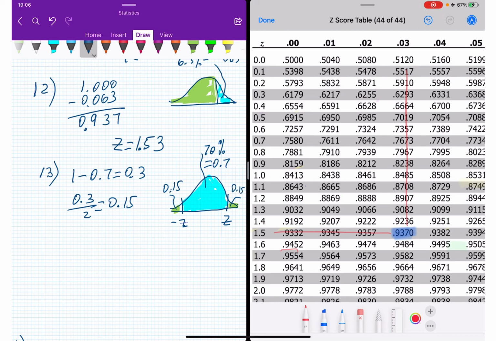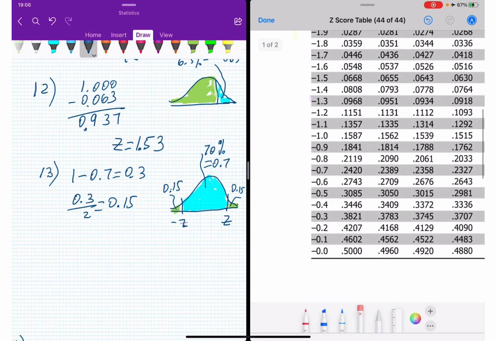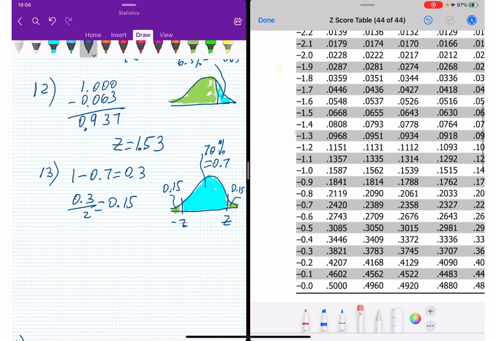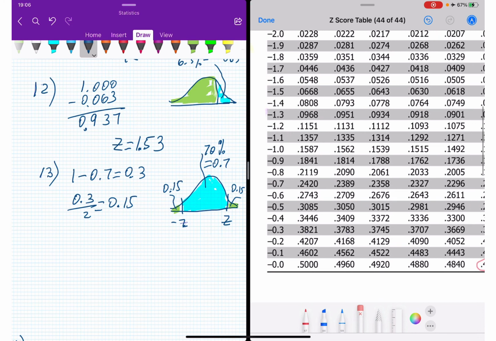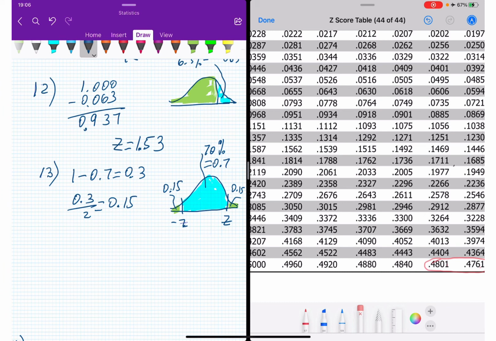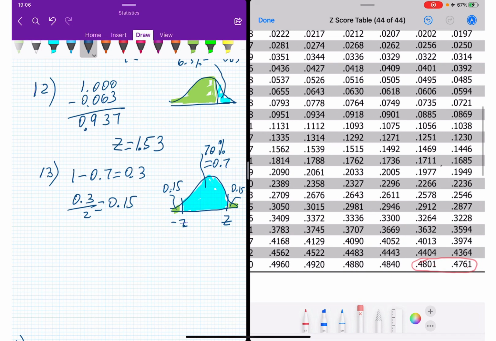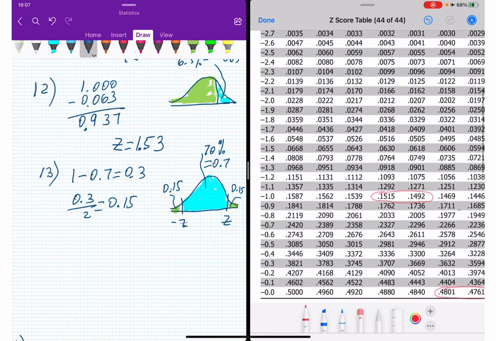So let's go find the area 0.15, which is going to be among the negative ones, right? Let's go see. Negative 0.15. Let's find out. Oh, 0.15. We have here 0.1515 and 0.1492. So approximately it's going to be 3, 4.